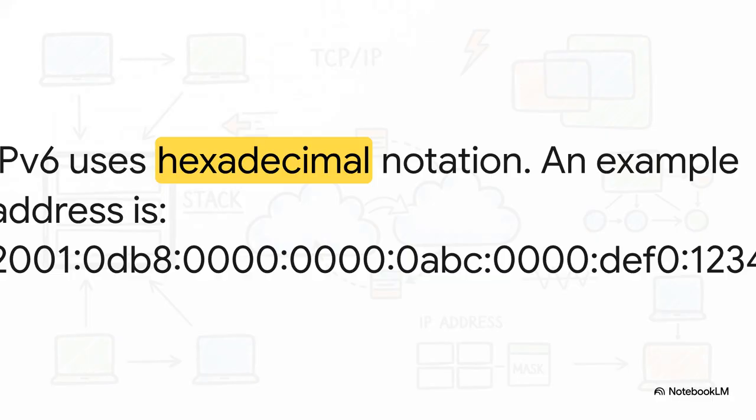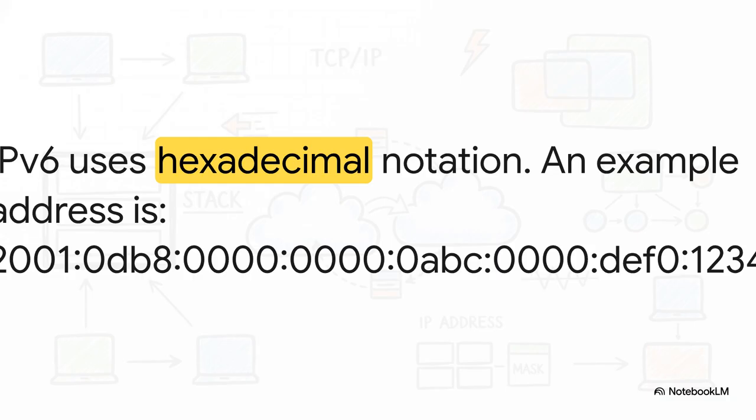Now, I know it definitely looks a bit alien at first. It uses both numbers and letters. That's called hexadecimal, and it's separated by colons. It's longer, for sure, but that length is what gives it its incredible power. It was designed from the ground up for an internet that is orders of magnitude bigger and more complex than anything we have today.